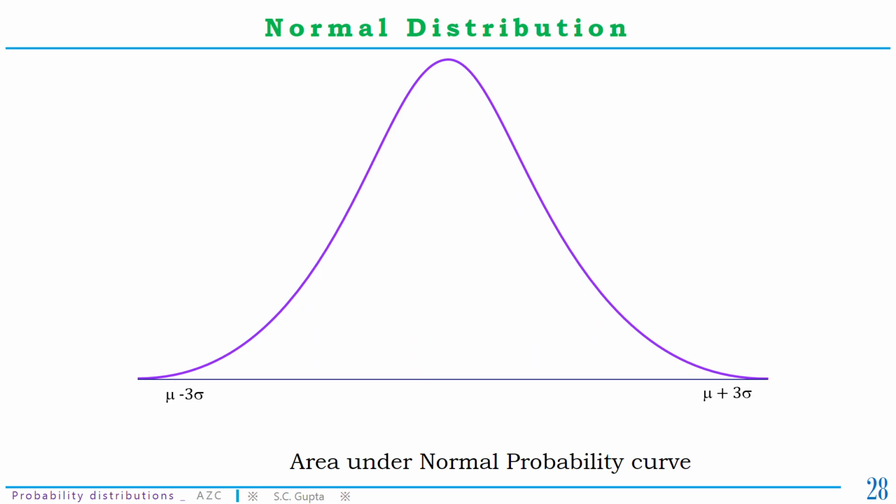Further, move from center to 3 standard deviations on both sides. The values of x at both ends are mu minus 3 sigma and mu plus 3 sigma. The area under the normal probability curve between the ordinates at mu minus 3 sigma and mu plus 3 sigma is 0.9973. We can also say the range mu plus or minus 3 sigma covers 99.73% of the observations.